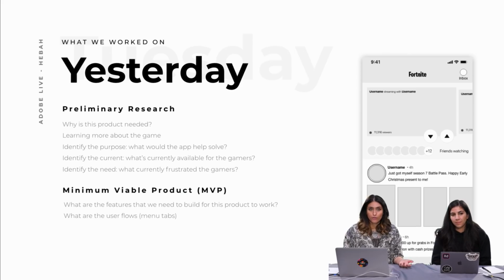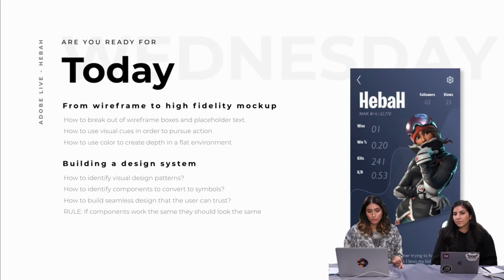Yesterday we did some wireframes, we did some preliminary research, and we decided what our minimal viable product is, what are the 5 menu items that we're going to have in the app. And today we're actually going to go from wireframe to high fidelity. We're going to break out of the wireframe boxes and placeholder text. We're going to learn how to use visual cues in order to pursue action. We're also going to learn how to use color to create depth in a flat environment. And finally, as we are building our UI, we're going to create our design system.